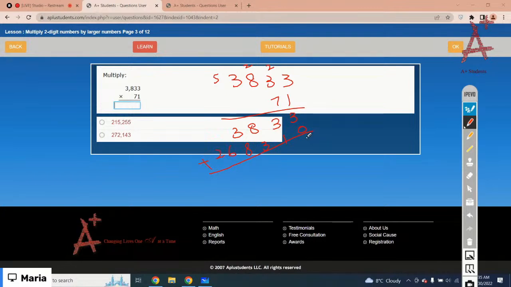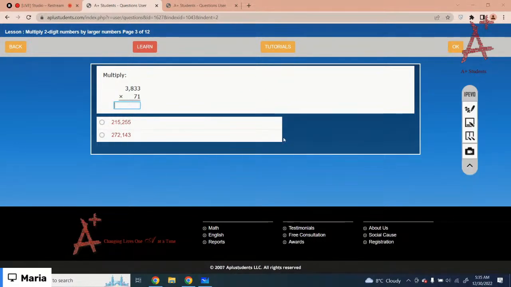So just add 3 plus 0 is 3. 4, 8 and 3, 11, 1 and 1 carry. 8 and 1, 9, 10, 11, 12, 2, 1 carry. 6 and 1, 7 and 2. It would be the second option. Got it? Just select the correct option and click on the OK button.